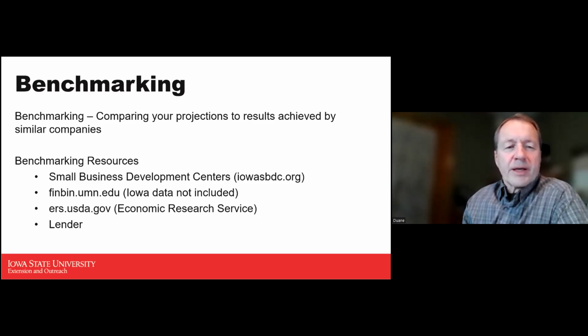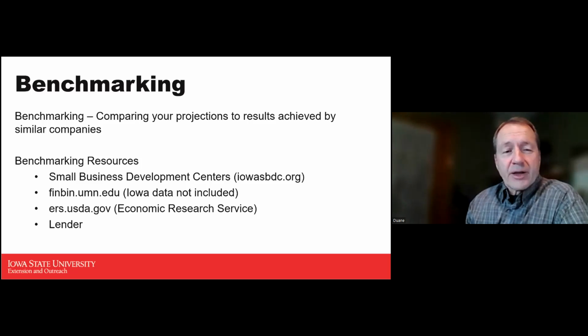University of Minnesota, again, has something for benchmarking. It's called finbin.umn.edu. The interesting thing about that is it has data for many of the surrounding states, but it does not have Iowa data. Regardless, I think it's still valuable because I think that the data is similar, but just know that Iowa is not shown there.